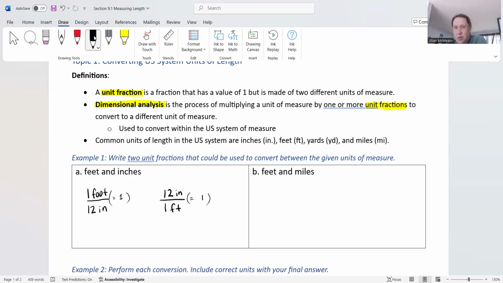So get used to the abbreviations. You'll see a lot of abbreviations. Inches is just IN. Sometimes you'll see IN period. And then feet or foot would just be FT.